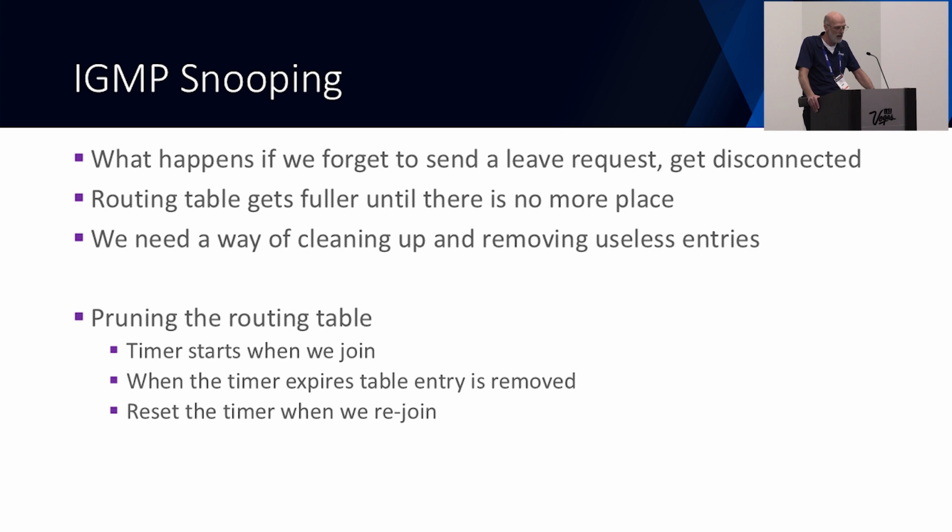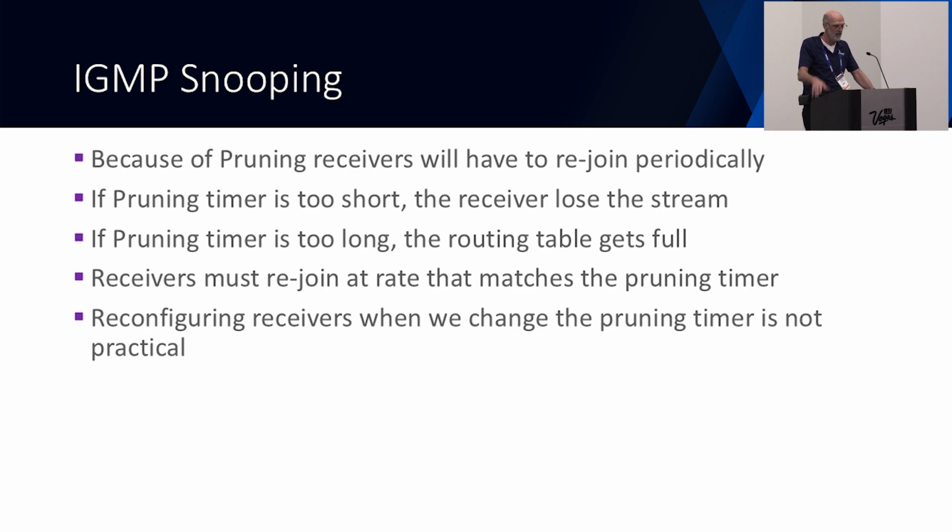How that's done is there's a timer that the snooping service starts when I join a multicast address. It starts a timer for my port for that multicast address. When that timer expires, it cleans the entry and removes it. If I don't want that to happen, I need a way to reset the timer, and that timer gets reset if I rejoin that stream, okay?